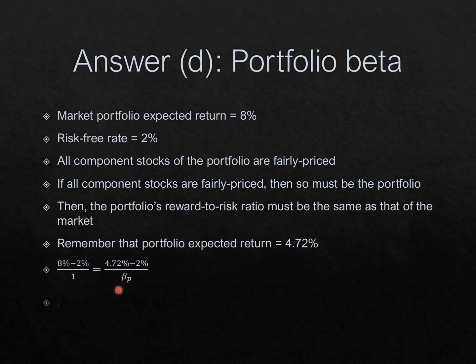Therefore, if you bring the portfolio beta to the left hand side and bring the 8 minus 2% to the right hand side at the bottom, then it becomes 4.72 minus 2 divided by 8% minus 2%. Therefore, it becomes 0.4533. That's the beta of the portfolio. That's how you should solve this problem. If you have any questions about this, please raise that in the comments. Let's move on to the next slide.